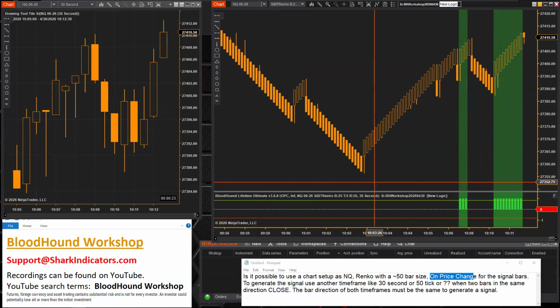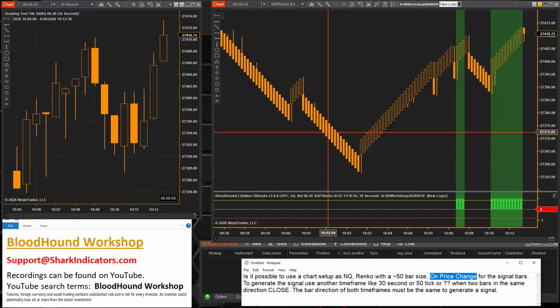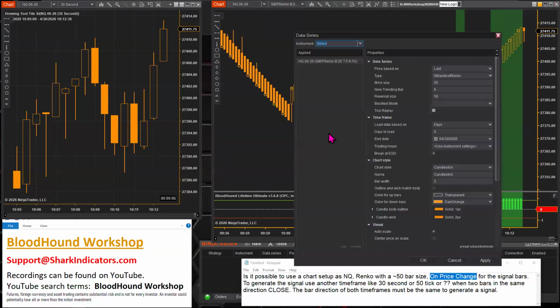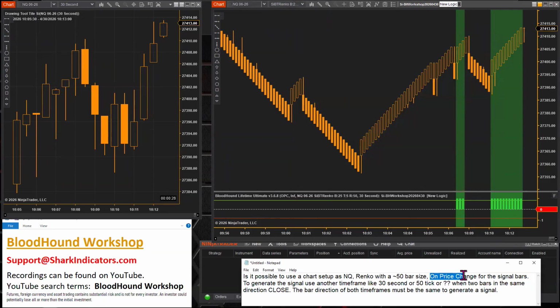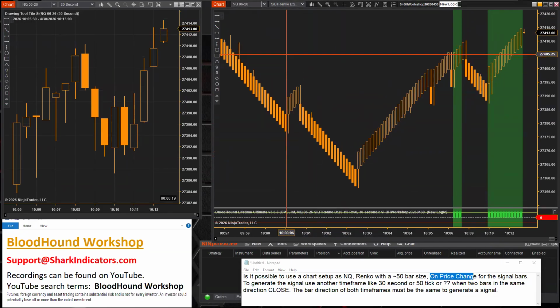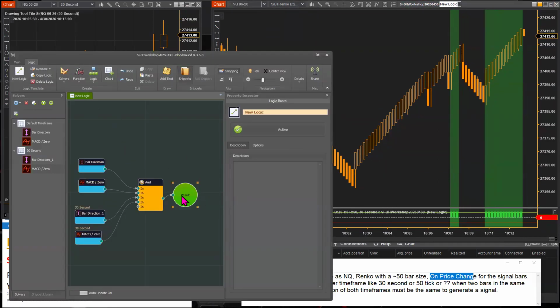All right. So the short version is, if you have an indicator or a system that must run with on price change, then you do have to use NinjaTrader's tick replay option in order to have everything calculate as if it was on price change for historical data. So, all right. Well, this was Randy's question there. So pretty straightforward. Yeah.